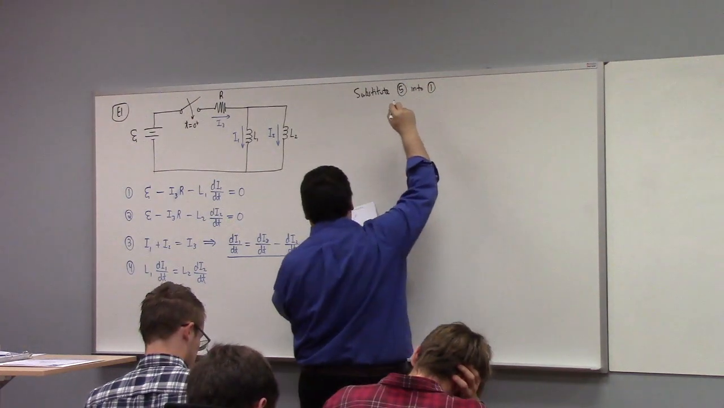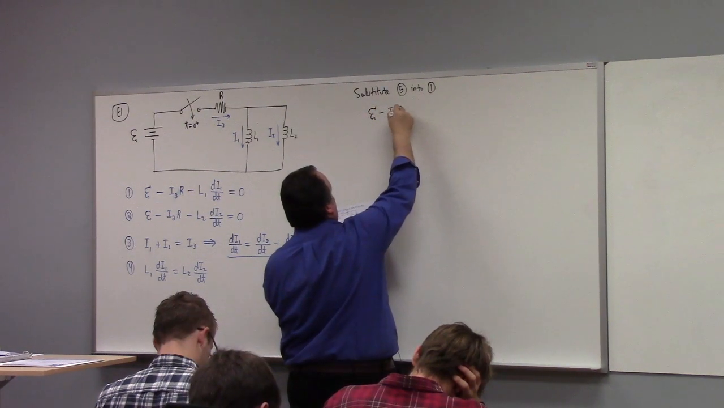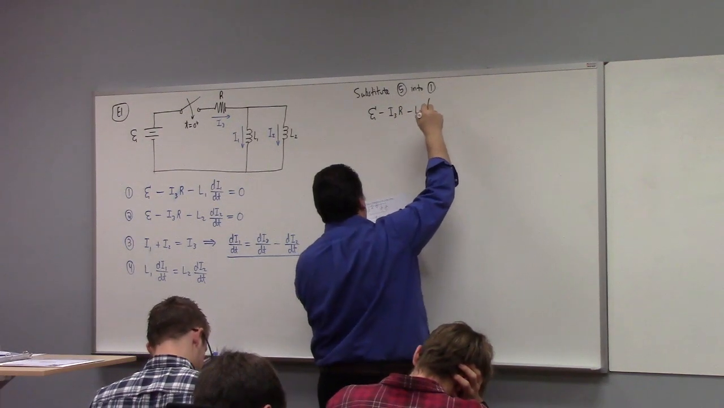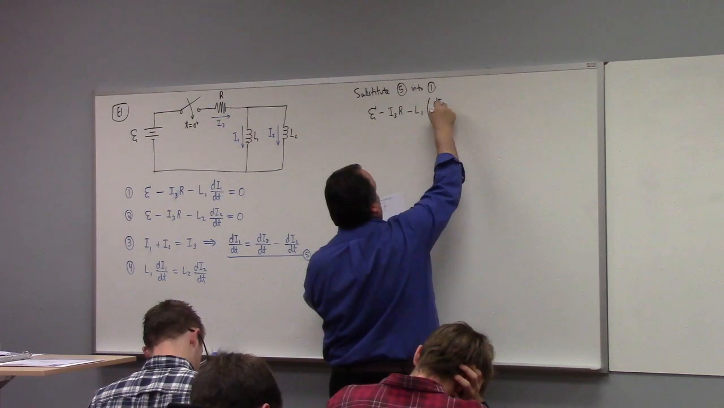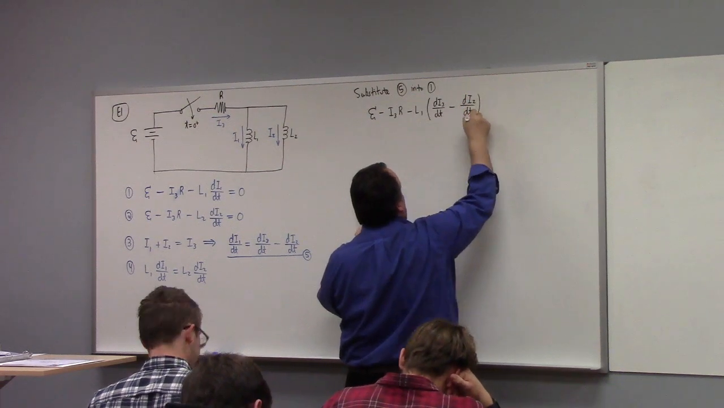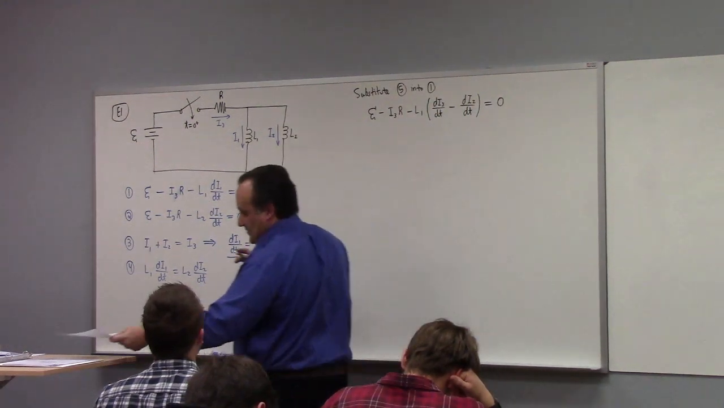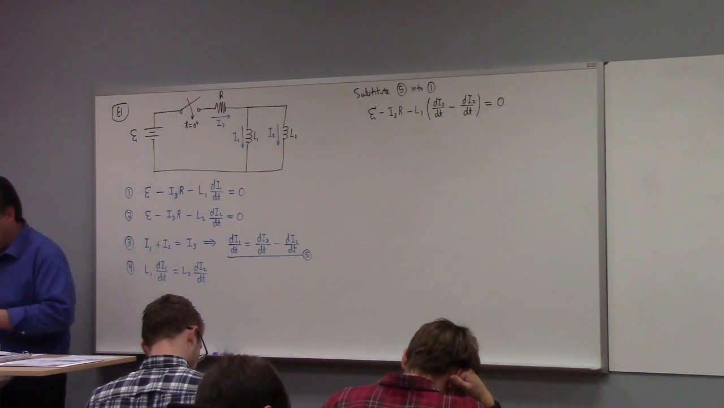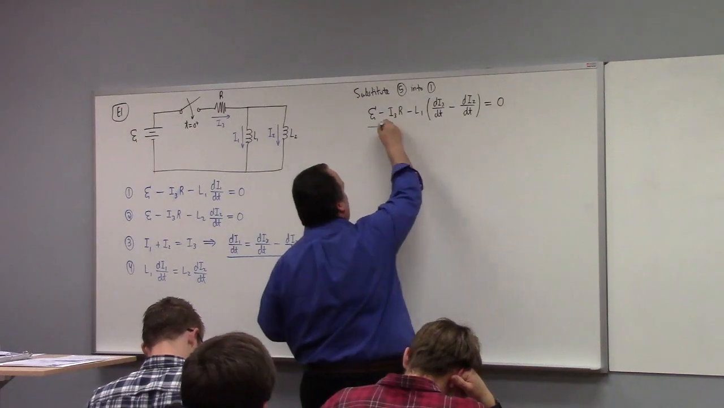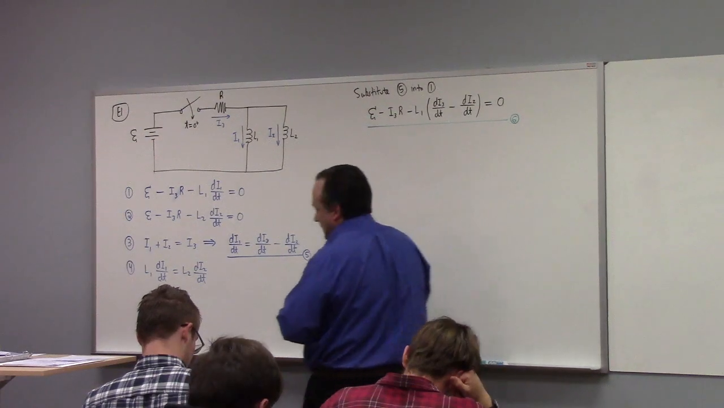So substituting 5 into 1 gives me E minus I3R minus L1 times, parentheses here, di3/dt minus di2/dt, equals 0. I label this equation 6. All right, so this is 6. Here's equation 6. Next move.